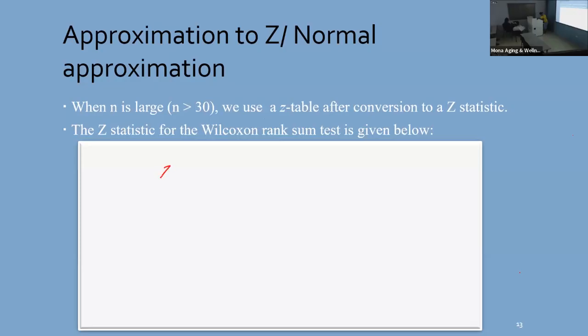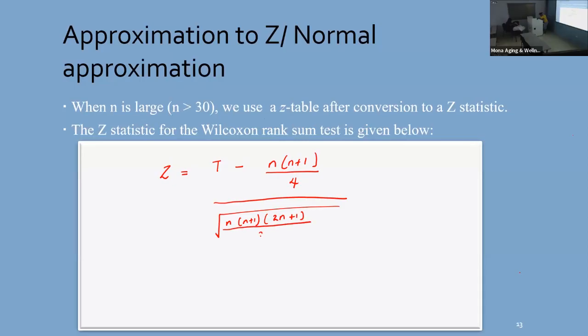The formula is Z is equal to T minus N into N plus 1 divided by 4, all over the square root of N into N plus 1 multiplied by 2N plus 1, over 24.